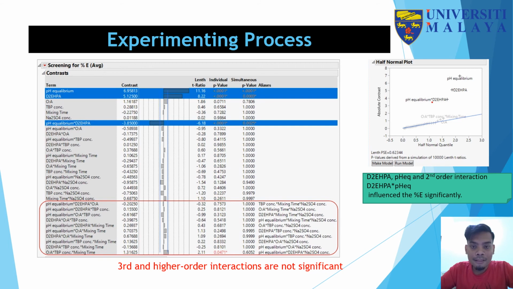On the right side is the half normal plot, whereby we use this plot to determine which terms are greatly important in affecting the percentage of the extraction. From here, we can see that 2 main effects and 1 second order interaction influence the percentage extraction significantly.